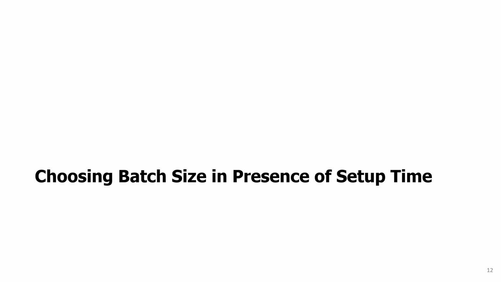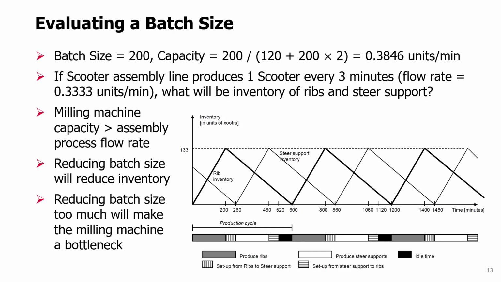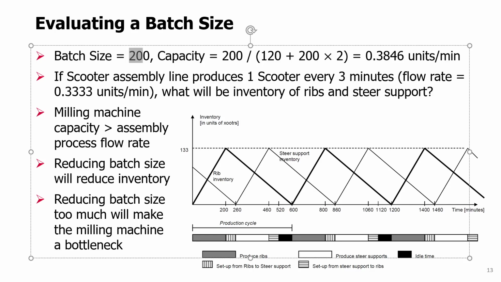Choosing batch size in presence of setup time. Suppose I choose a batch size of 200 for my milling machine. In this case, I will have a capacity, remember, of batch size divided by total time of setup and production, which will be 200 over 120 minutes of setup time and 200 times 2 minutes of production time.